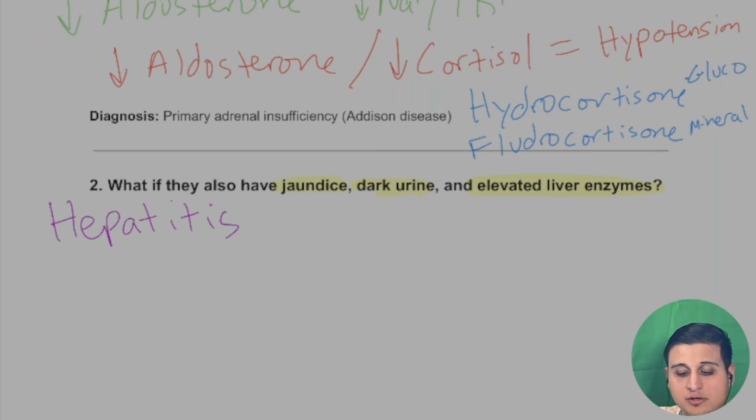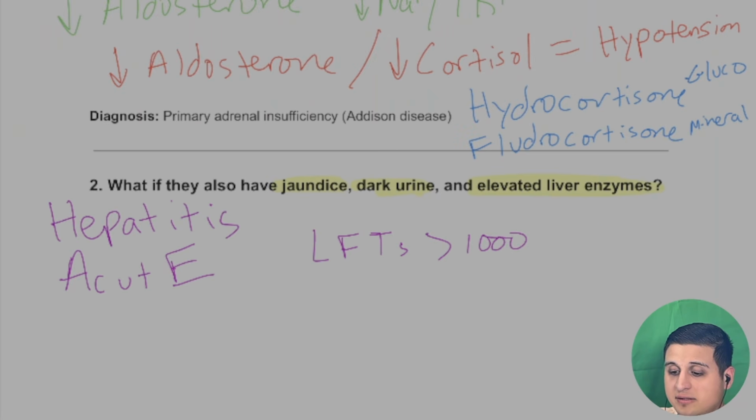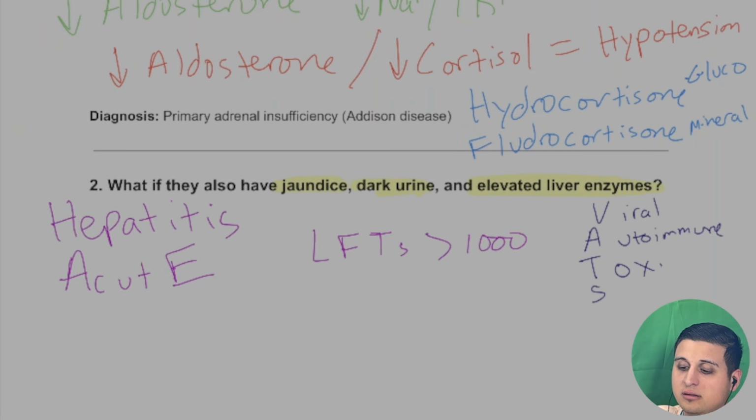Hepatitis has two acute versions, right? A and E. That's why when we write out acute, we say A and E as the two acute versions. They're going to cause LFTs greater than 1,000, right? And there's only a few things that cause LFTs greater than 1,000. We remember it with bats. That's going to be viral hepatitis, autoimmune hepatitis, toxic, as in like some sort of drug overdose, like acetaminophen, and then shock, that's from ischemia. All right, these are the only 4 instances in which you'll have LFTs greater than 1,000.